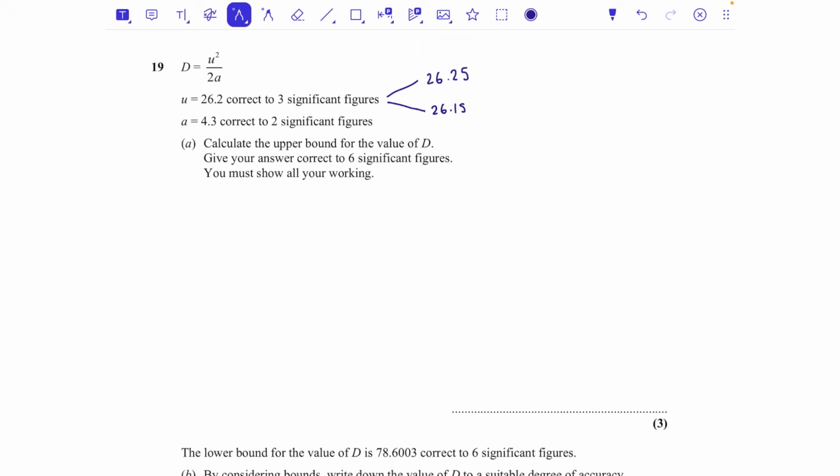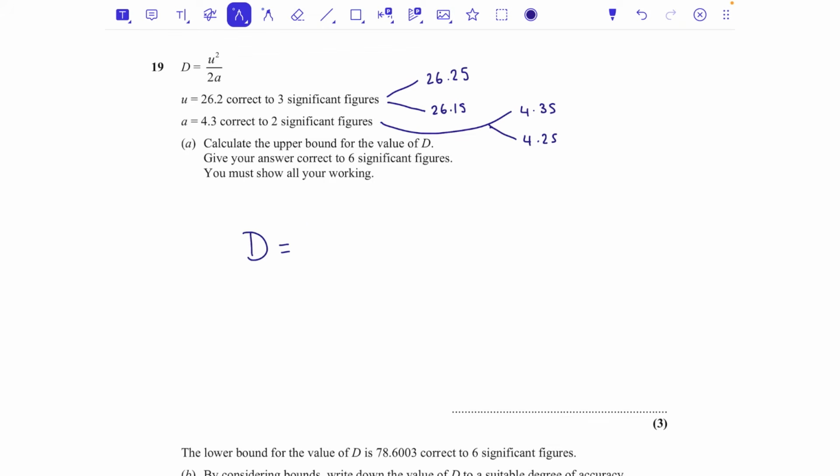I know if it actually equaled 26.25, then it would have rounded up, but with bounds, we just say that that's the upper limit, and therefore we would use that value. For a, similar thing, the upper bound would be 4.35, and the lower bound would be 4.25. Okay, so seeing those values is going to get you some marks. Calculate the upper bound for D. Give your answer correct to 6 significant figures.